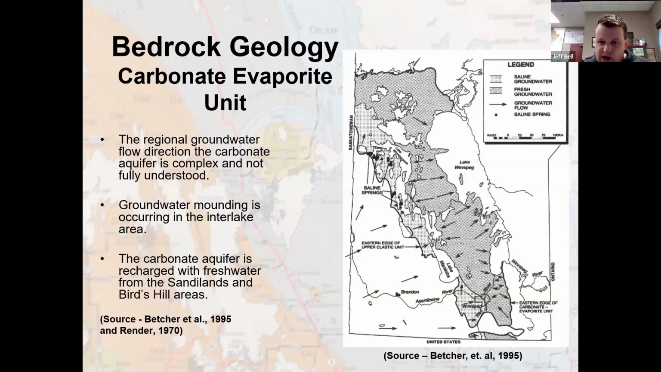So there is some mounding that tends to occur, and groundwater is recharged locally where it's shallow. So areas like Stonewall, where we tend to see the rock have very little cover over top, we get a lot of recharge coming in those areas just from rain and snowfall. Birds Hill is another feature. The Sandilands complex is another feature.